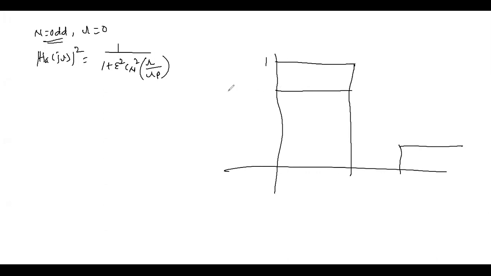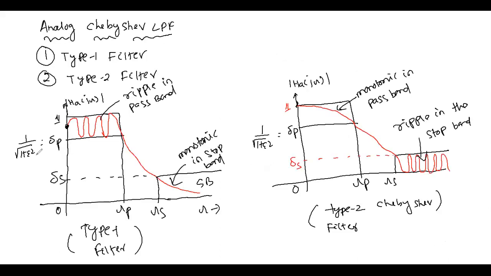See, this is 1 by root over 1 plus epsilon square. Again I want to repeat: if you people are confused in the diagram, then from the start itself, instead of del P, you take it like this. Okay, no problem.